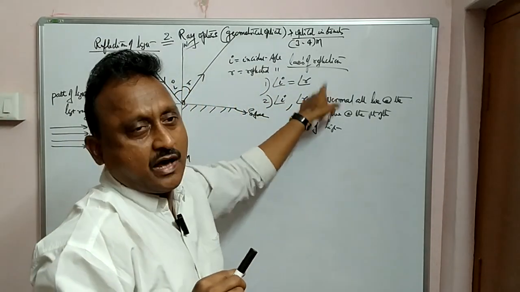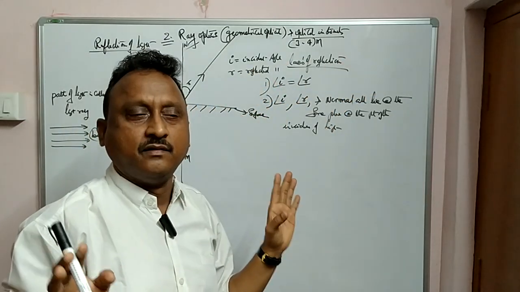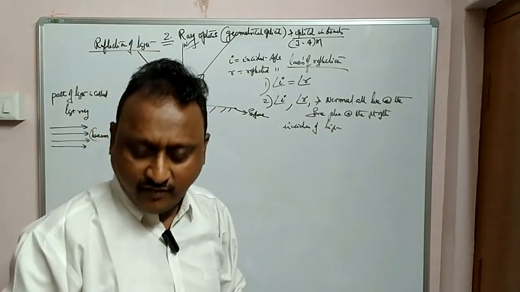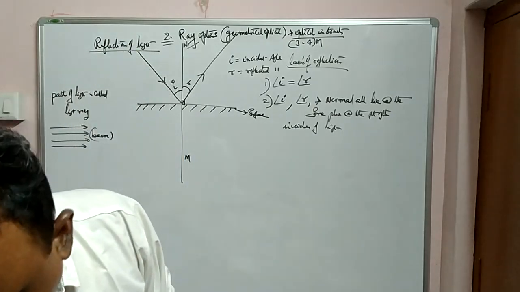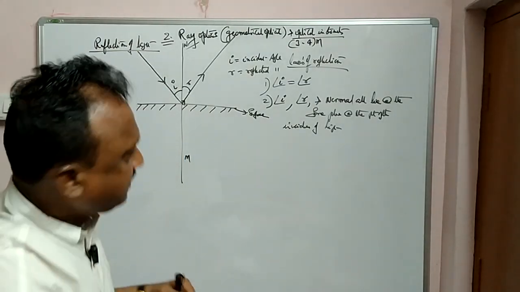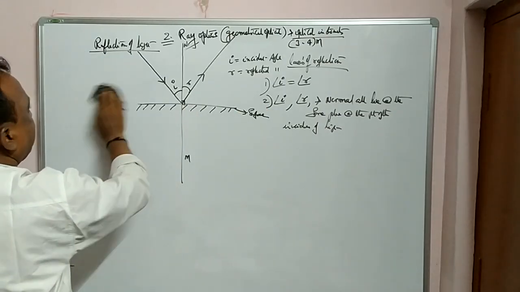Angle i is equal to angle r is the first law. These laws are always right, and we will be using them in our further chapters as the chapter proceeds. Clear? So these two are very, very important laws of reflection. Let us go still further.